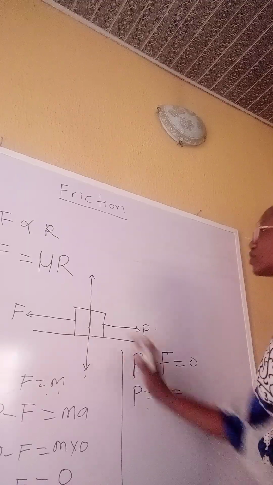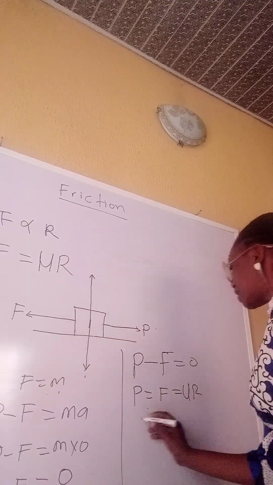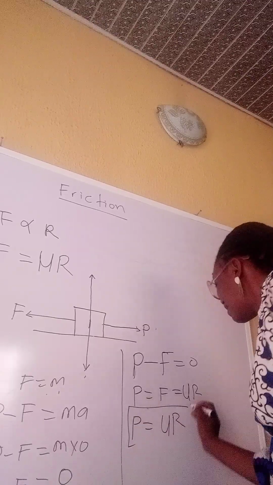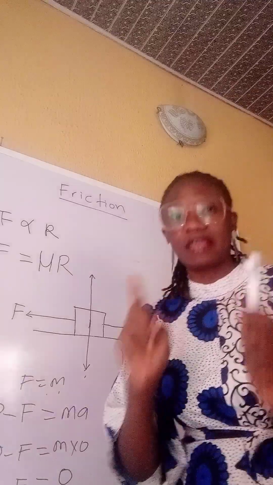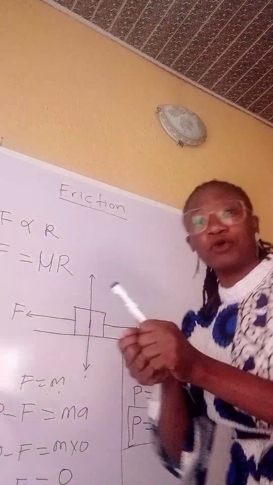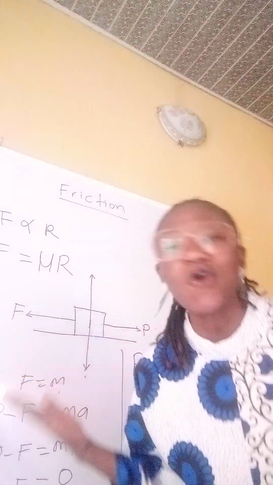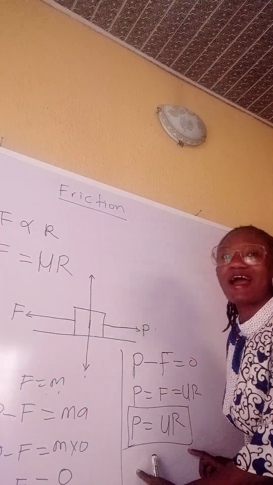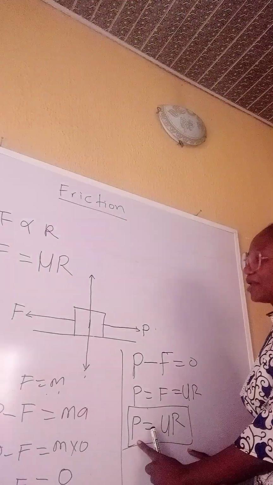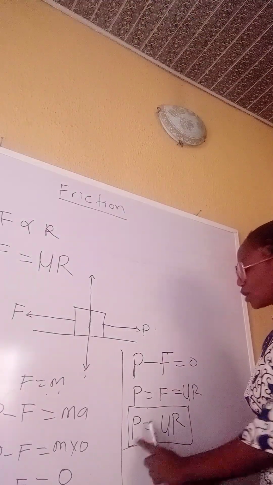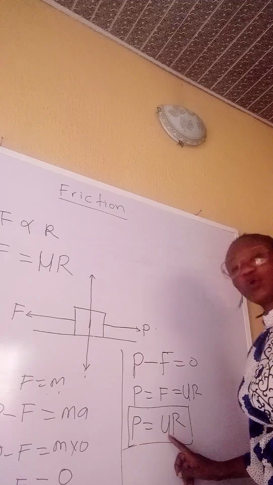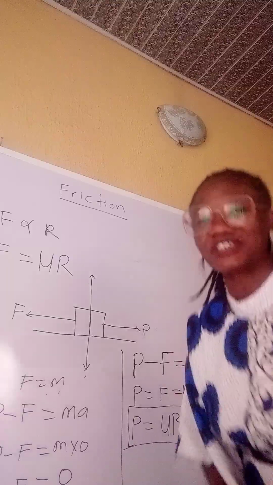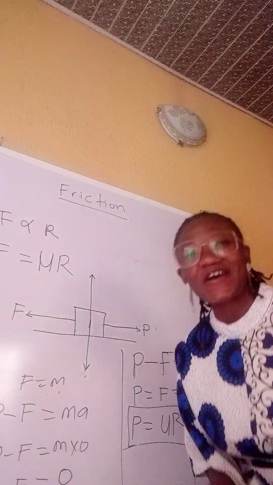I said F is equal to mu R, so we have mu R, and then we come down to this: P is equal to mu R. Remember, I said for the first case study, it means I'm pulling the body, but the body is refusing to move, and there's no acceleration. And then we have P is equal to mu R. I hope you still remember what P is. P is the applied force, mu is the coefficient of friction, and R is the normal reaction.